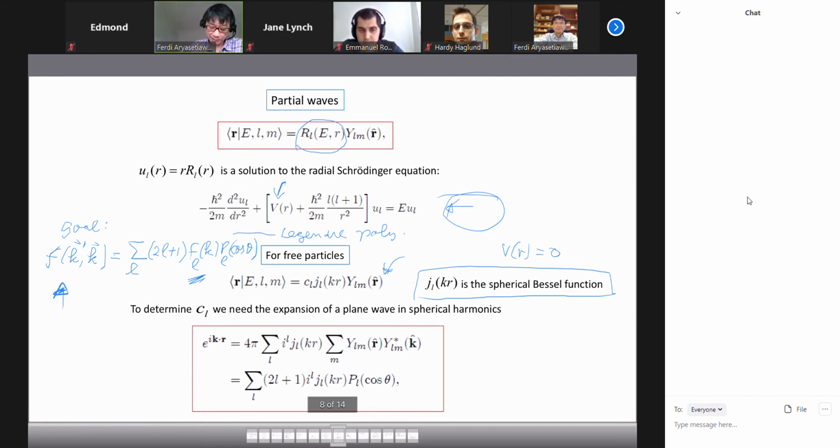So there is this coefficient c_L that we have to determine, because we want to make use of this as our basis for calculating the scattering amplitude. Okay, so that's going to be a bit long. So that is actually a good point for breaking the video.